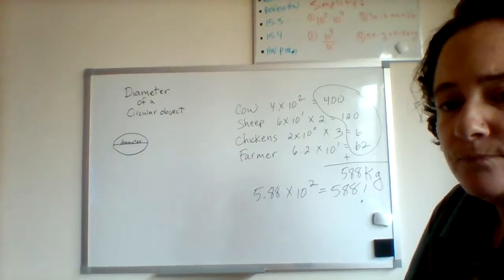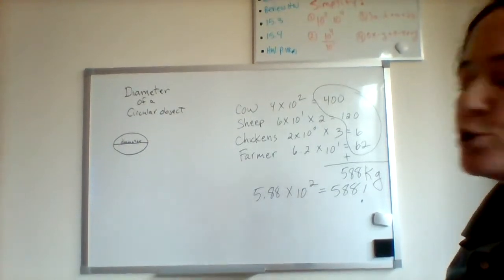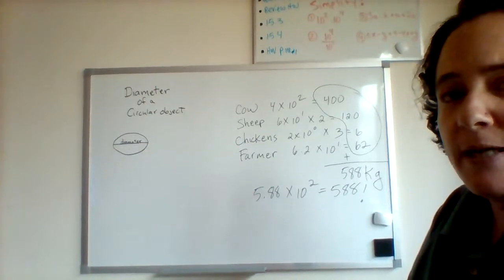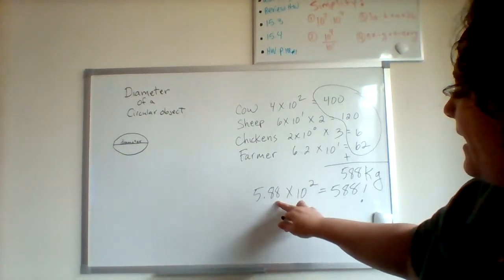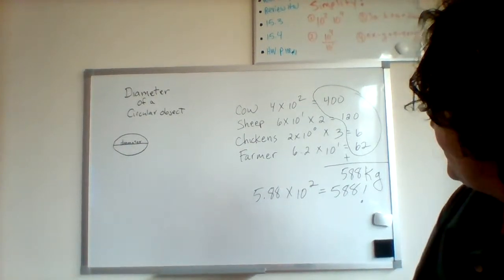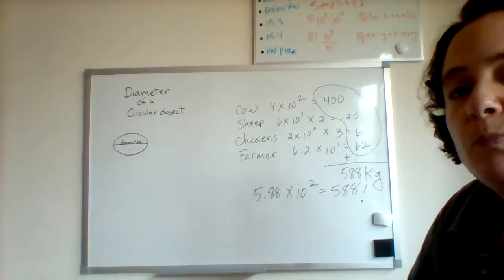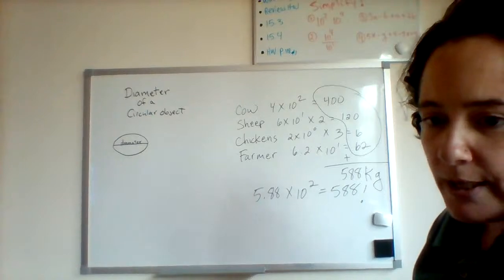Okay, Thais says it's true, so that's good. My brain is still working just fine, and I'm not trying to trick you. 5.88 times 10 squared is the same thing as 588. Good job. All right, thank you guys.